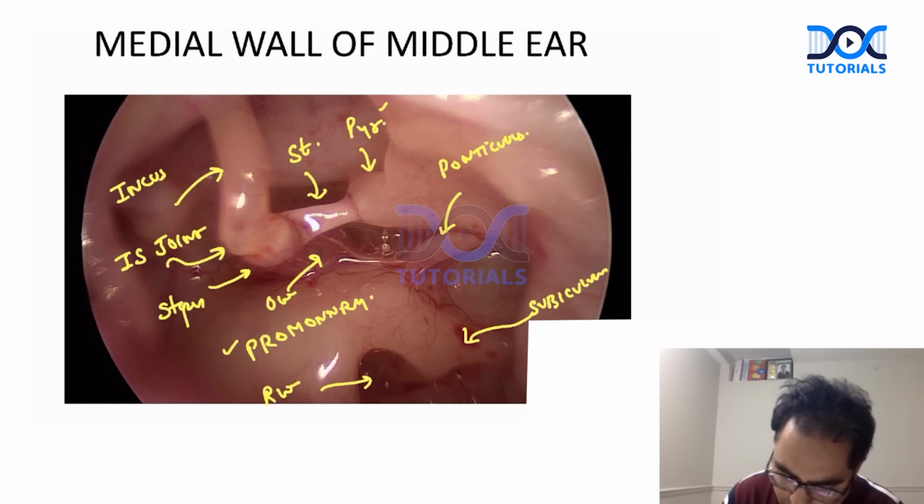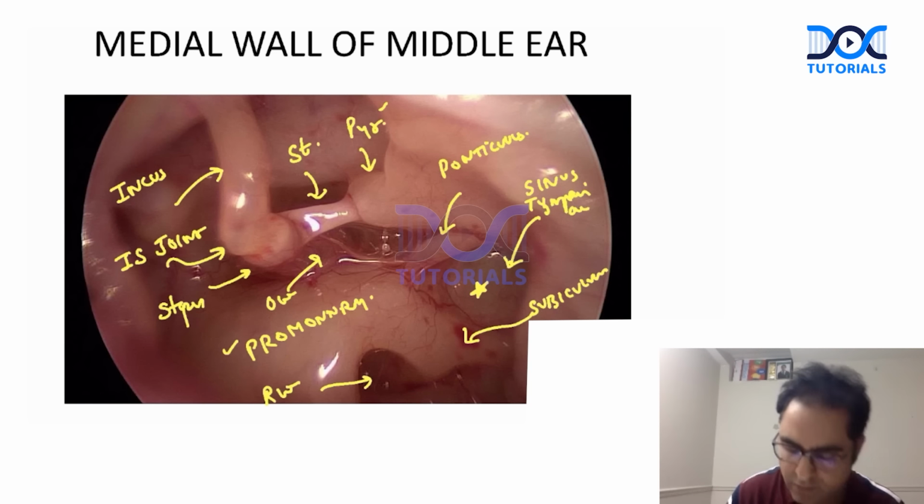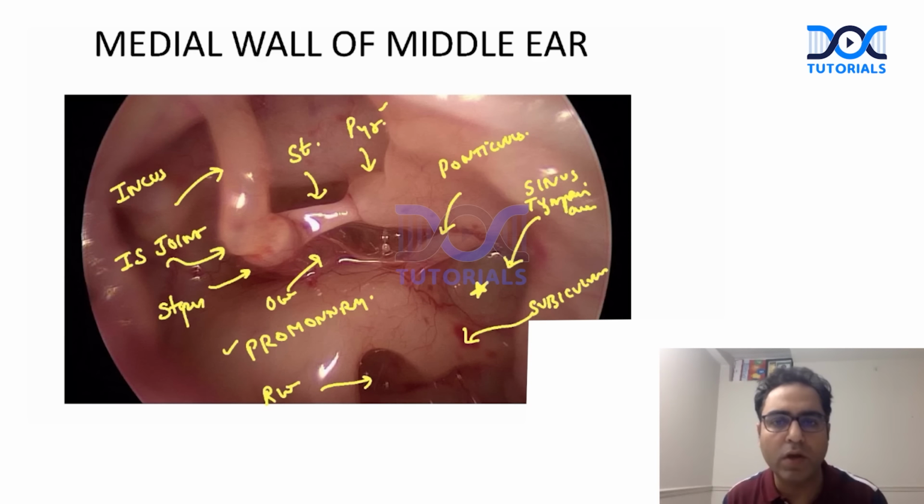Between the ponticulus and subiculum, look at the star. This hidden area is called the sinus tympani area. You can see ponticulus, you can see subiculum. Between the ponticulus and subiculum, the star represents the sinus tympani area. The sinus tympani is a hidden area in the middle ear.